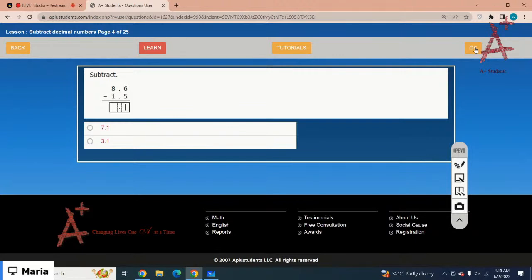Okay, the next one is 8.6 take away 1.5. So which is the correct option? Yes. You have to subtract 6 take away 5 is 1, and 8 take away 1 is 7. It would be 7.1. Option number 1 is the correct option.